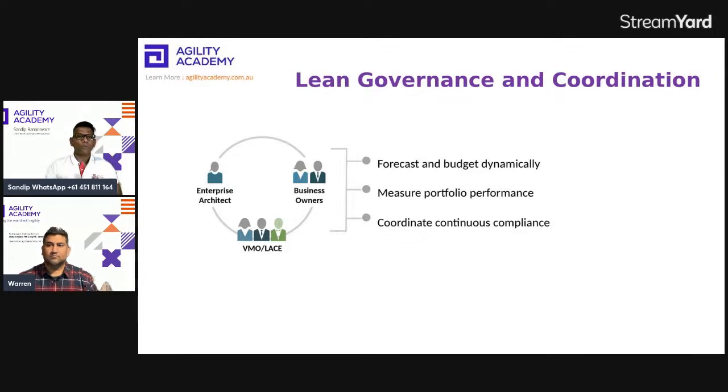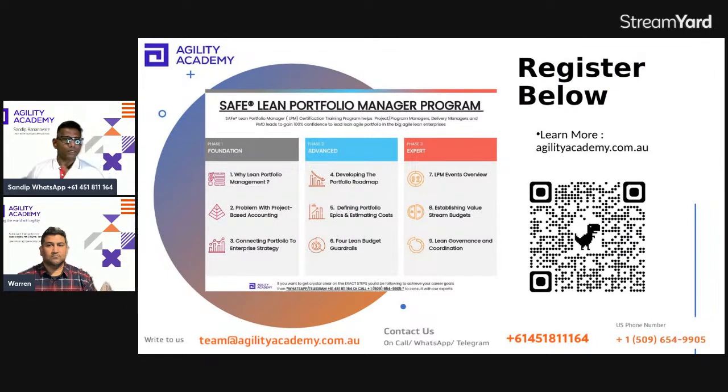Are we being compliant with what has been promised, or whatever industry regulatory requirements are? How much have we actually spent? Have we actually achieved whatever outcomes we promised to deliver? And then they help to connect those dots. So that's the overall structure of the lean portfolio management course.